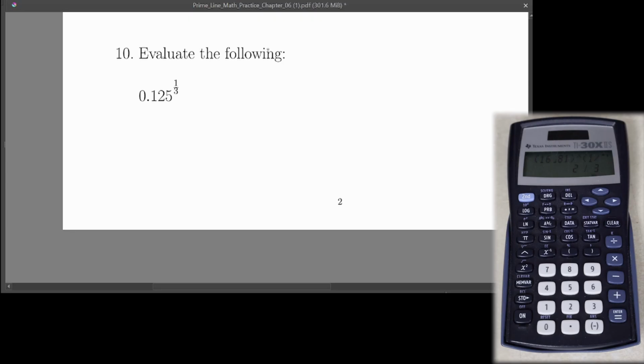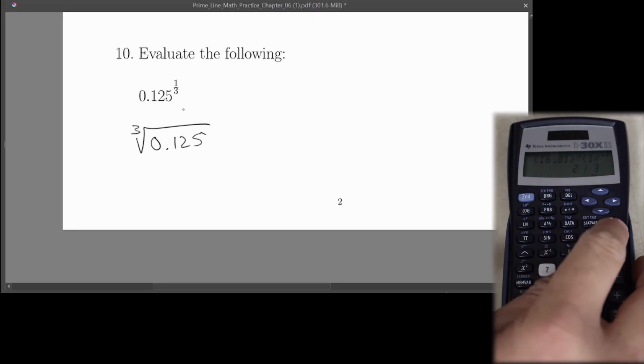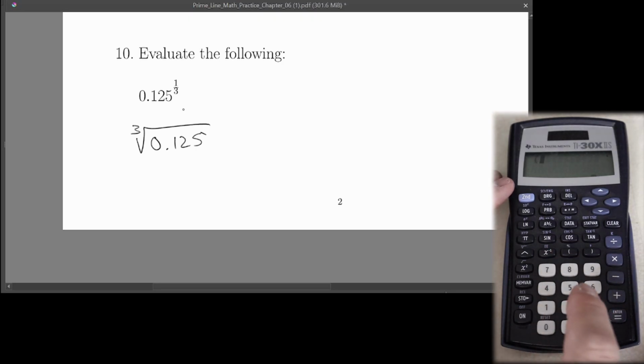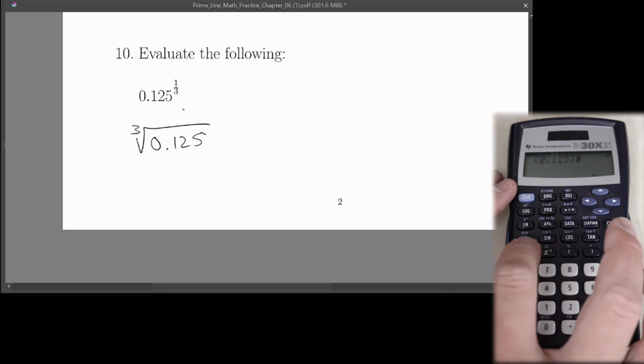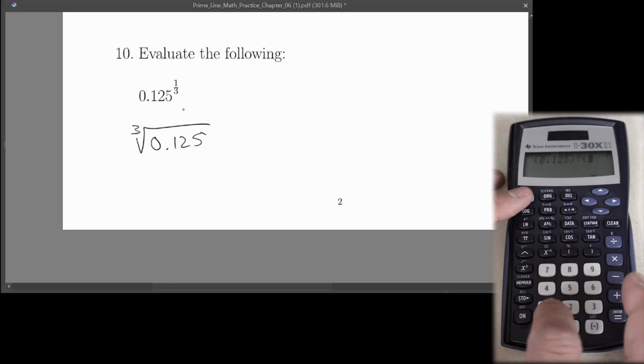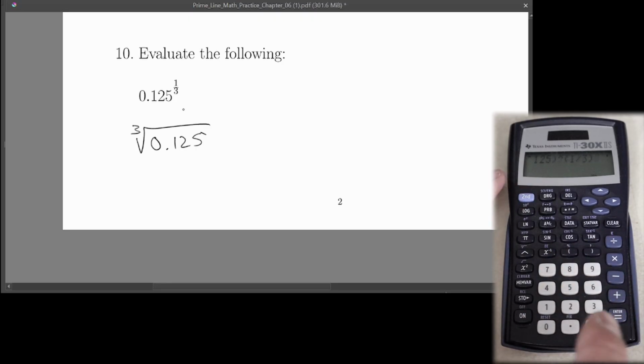Okay, number 10. We could write this as a cubed root of 0.125. Those are equivalent versions. On our calculator, it's easiest to type it in as 0.125 to the 1/3 power. And we get 0.5 for our solution.